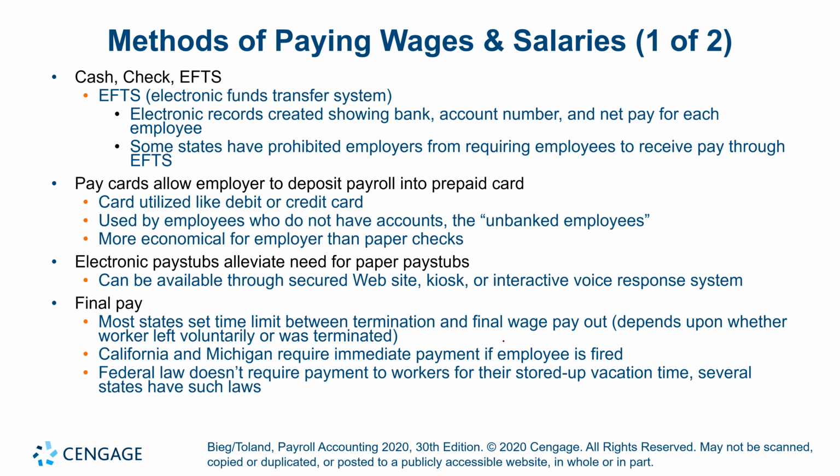And then final pay. This is when an employee leaves or is fired, their final paycheck. Most states set time limits between termination and final payout, depending upon whether the worker left voluntarily or was terminated. California and Michigan require immediate payment if the employee is fired. Federal law does not require payments to workers for their stored up vacation time. Several states have such laws.